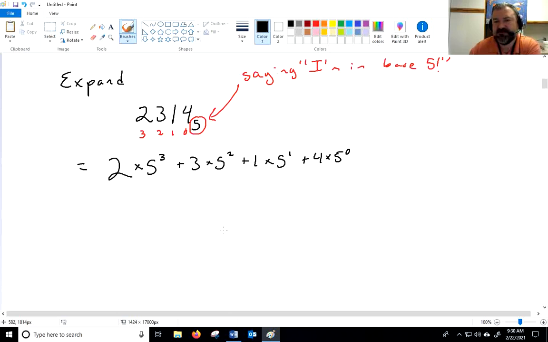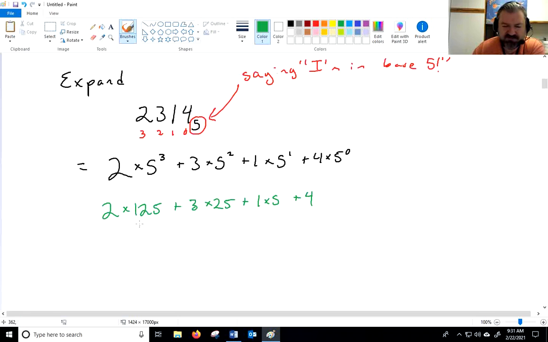We've expanded it. But I do want to go through and check this one because I want you to understand that this number really is a value. Well, let's figure out what it is in base 10. So the way we're going to do this is we're going to just simply do our math as we normally would. 5 to the third power is 125. So this is 2 times 125. 5 to the second power is 25. So this is 3 times 25. 5 to the first, of course, is just 5. And anything to the 0 power is 1. So it's just 4 times 1.